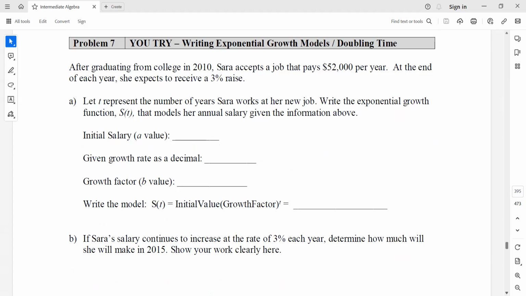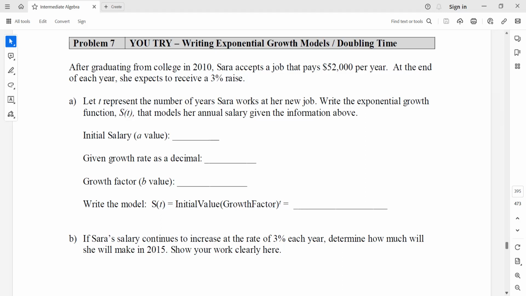So after graduating from college in 2010, Sarah accepts a job that pays $52,000 per year. At the end of each year, she expects to receive a 3% increase or raise. Let T represent the number of years. Write the exponential growth model S of T that models her annual salary given the information above.